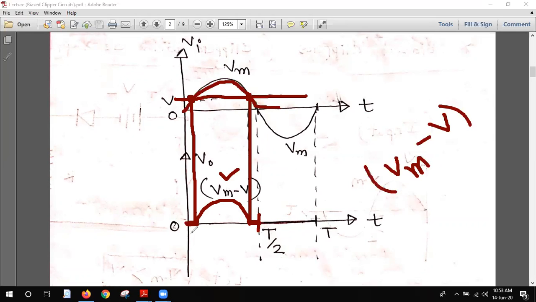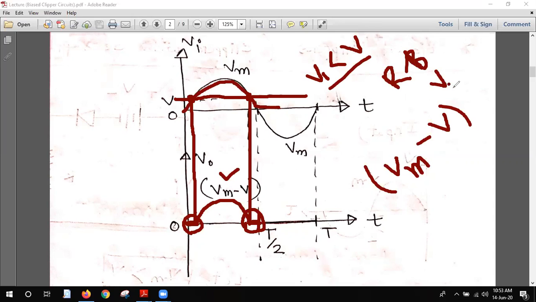Okay, so this is the starting portion, and the end portion of this is 0, because in these two portions vi is less than v, and when vi is less than v, the diode becomes reverse biased. When the diode becomes reverse biased, the output voltage vo equals 0. So we cannot draw the output in these two regions, because in these two regions v is greater than vi. For that reason the output is 0.